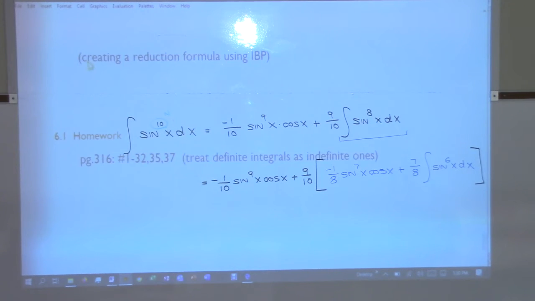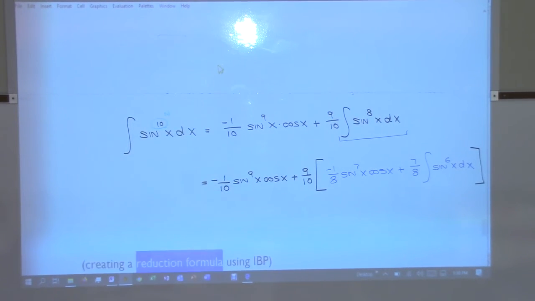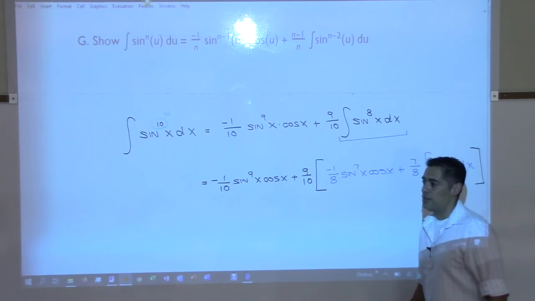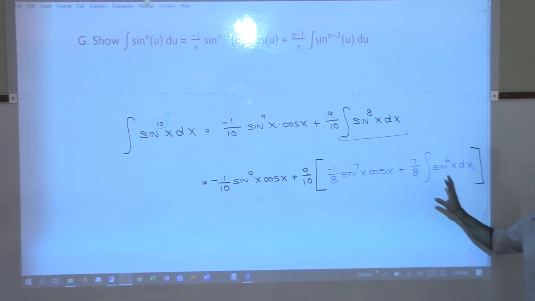So I'm about to show you how to create the formula, but this is called a reduction formula, all right? And in the back of the book, there's a bunch of them. They have this for cosine to the n and tangent to the n. So I'm just going to show you how to create this reduction formula, all right? You ready? Here it comes.